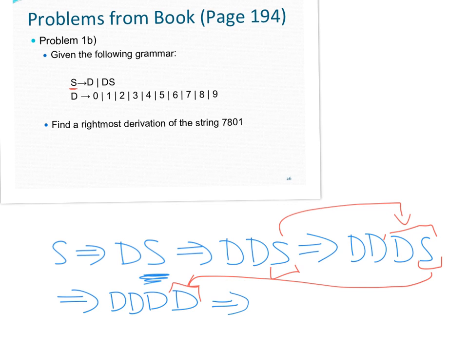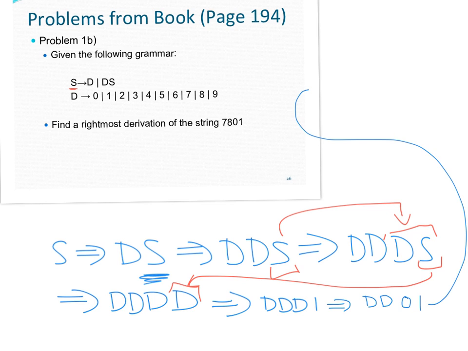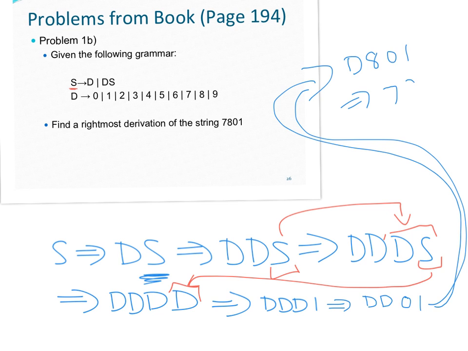So that's going to go to D, D, D1. And now we'll expand the rightmost D again. So that'll go to D, D, O1. And sorry, non-traditional notation, but I'm running out of space. That will go to D801, which goes to 7801, and we're done.